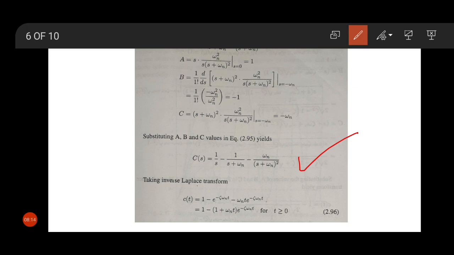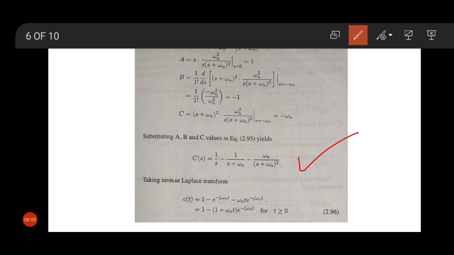After taking the inverse Laplace transform, c(t) equals 1 minus e to the power minus zeta omega n t minus omega n t into e to the power minus zeta omega n t. After taking the term e to the power minus zeta omega n t common, the equation c(t) will be 1 minus (1 plus omega n t) into e to the power minus zeta omega n t, for t greater than or equal to 0.